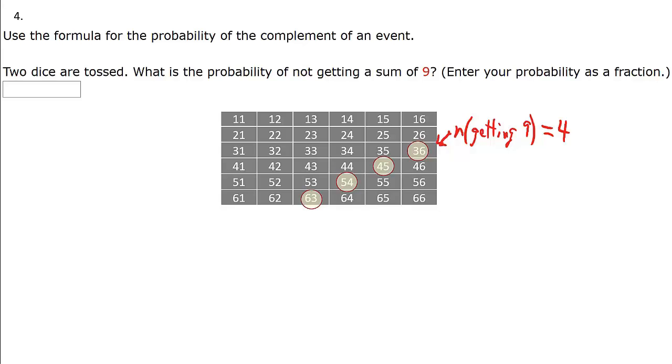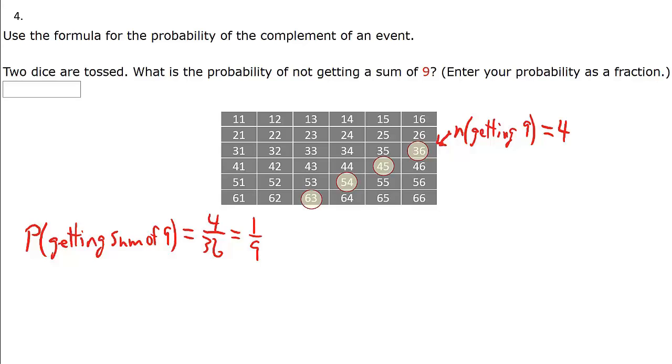Now if we're looking at getting a 9, if you look in that table, 6, 3, 5, 4, 4, 5, and 3, 6 are the only combinations of die rolls that give you a sum of 9. So there are 4 of those, and there are 36 possibilities when you roll 2 dice. So the probability of getting a sum of 9 is 4/36, which if you reduce it is 1/9.